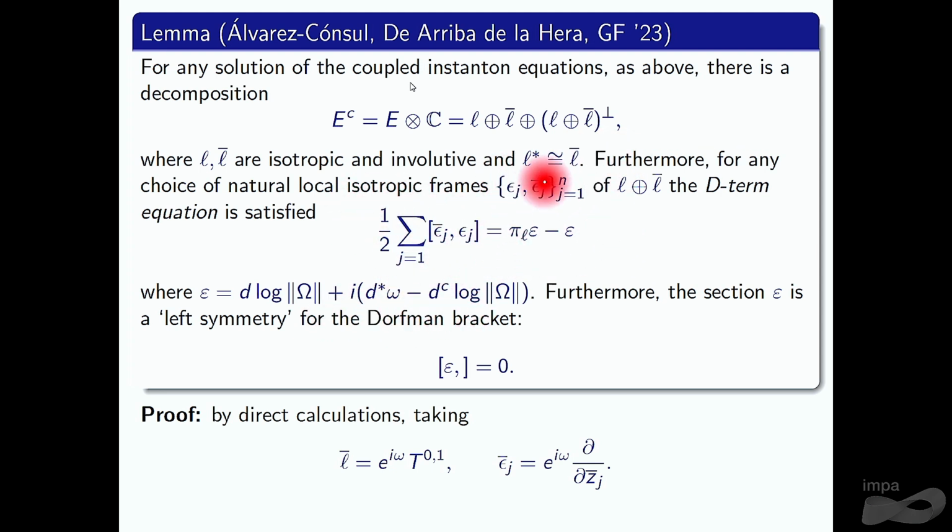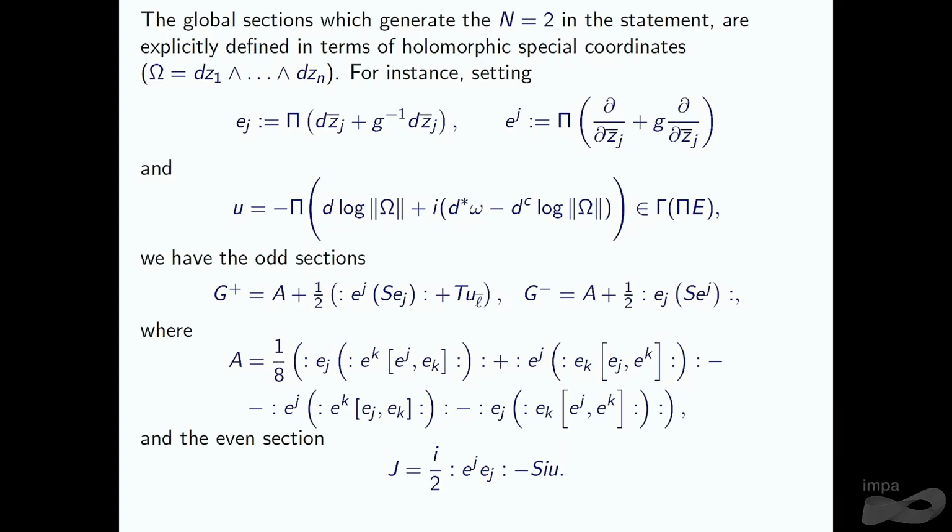So you choose any frames of L and L bar, cook up this bracket, and this gives you a distinguished element which is in the kernel of the anchor map. And it's this complex 1-form. And actually, having a solution of this coupled instanton equation tells you that epsilon is a symmetry. Using this, you can actually prove the theorem.